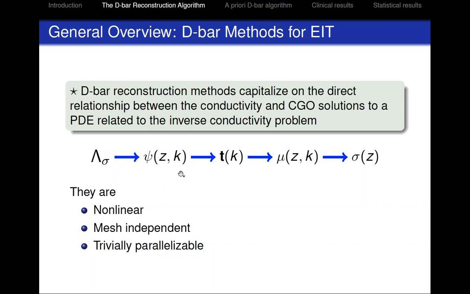k is an auxiliary variable that gets introduced. We'll see that shortly. It's a complex number, and it can be thought of as a complex frequency, but it's non-physical. T of k is the scattering transform. It's also an intermediate non-physical function that can be thought of as a nonlinear Fourier transform of the variable q. And mu is another CGO solution. It's directly related to psi. I'll give you that formula in a minute, but it's very simply related to psi. We solve the D-bar equation for mu directly to obtain sigma.